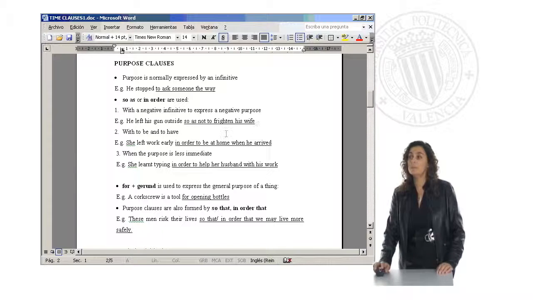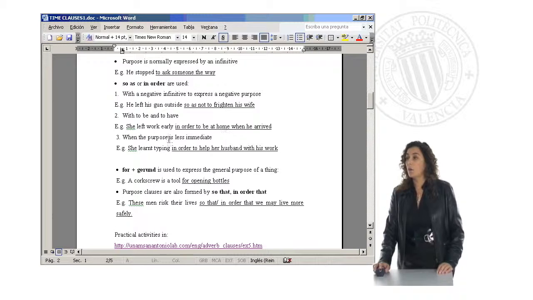Here you have an example. He left his gun outside so as not to frighten his wife. Or with to be and to have: she left work early in order to be at home when he arrived.